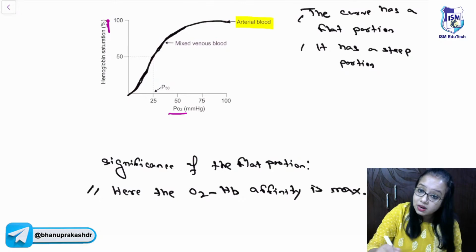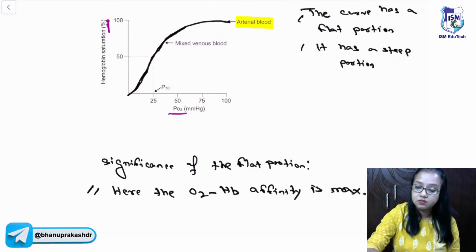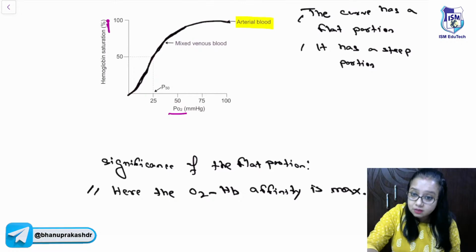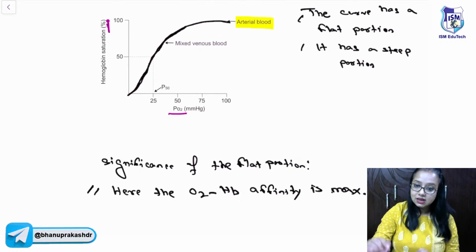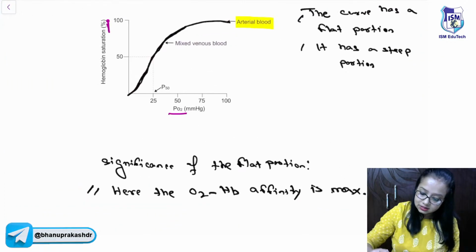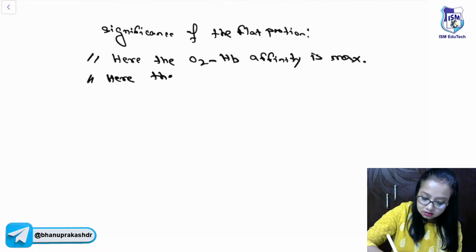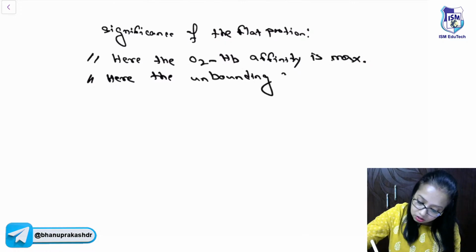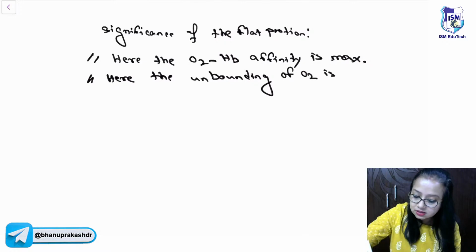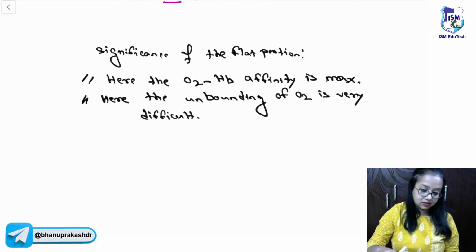And at a partial pressure of 100 mmHg, where the saturation is 100%, in this condition, the unbinding of oxygen is very difficult at that point. This is the first significance.